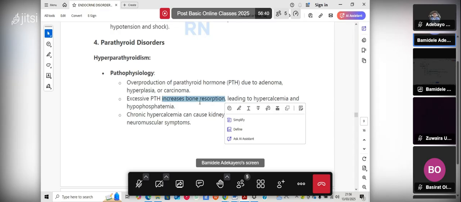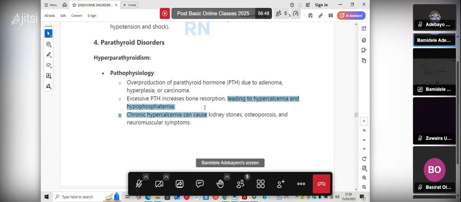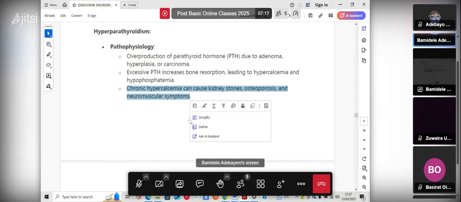All right, I hope that's clear. So excessive bone resorption will lead to hypercalcemia and hypophosphatemia. When the calcium level is high, phosphate levels are low. Chronic hypercalcemia will cause kidney stones because of the excessive breakdown of calcium. It will form sediment, causing kidney stones. The bones will be porous and broken down because too much is going on in the release of calcium, causing osteoporosis and some neuromuscular symptoms.